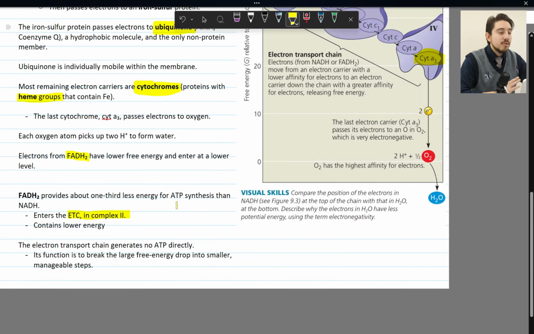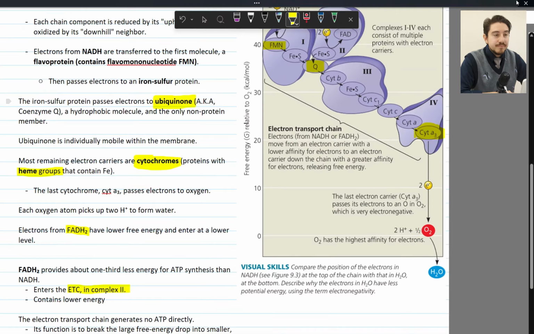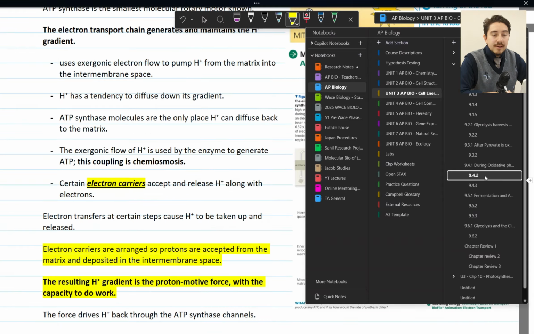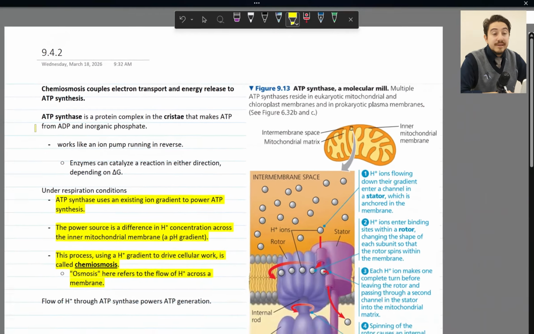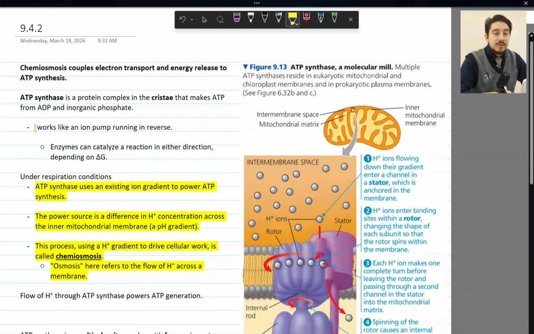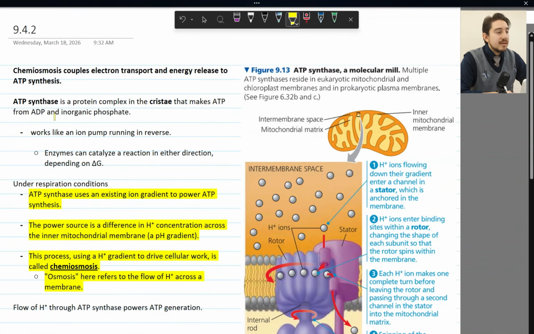Now, if you notice, there's no ATP synthesis yet. They're just providing a way for electrons to lower the free energy that they have. They're liberating that energy little by little in manageable steps. We're going to see now how and in what way ATP is being produced. So let me just move this, adjust the zoom here.